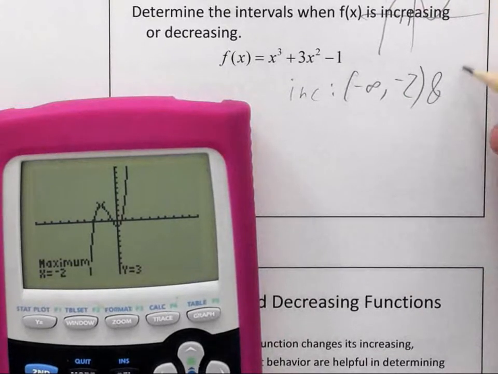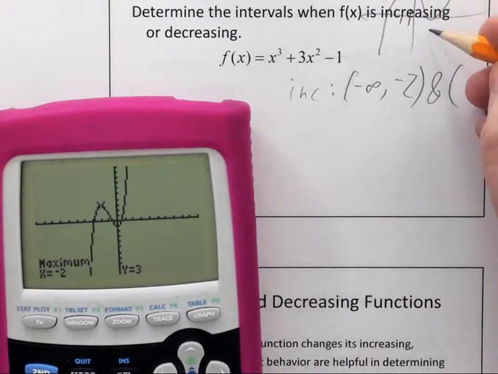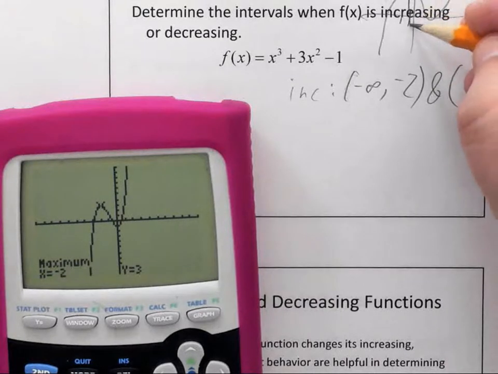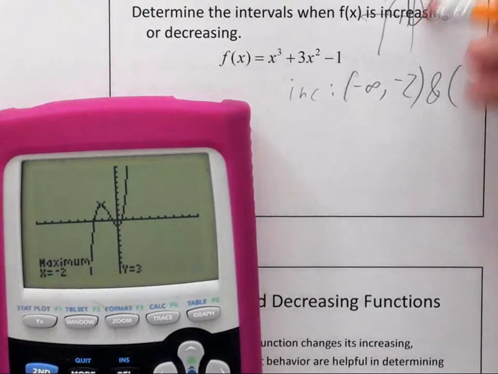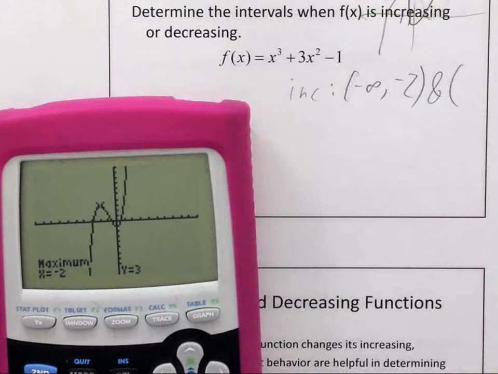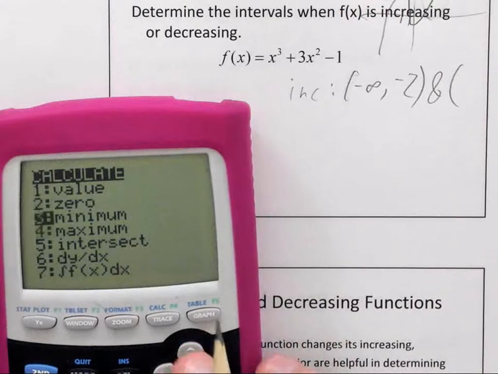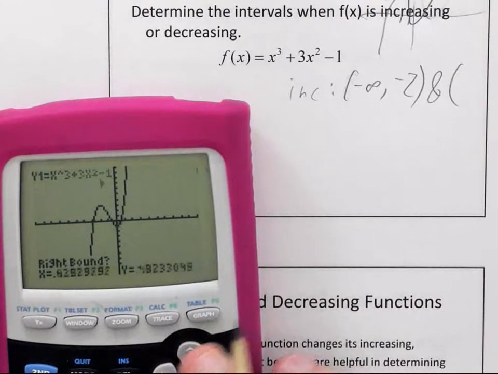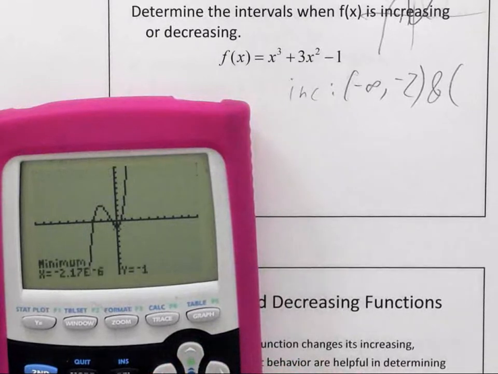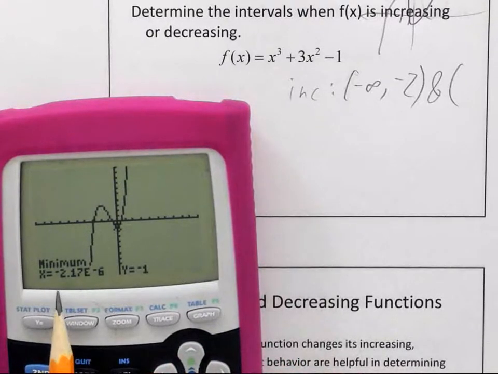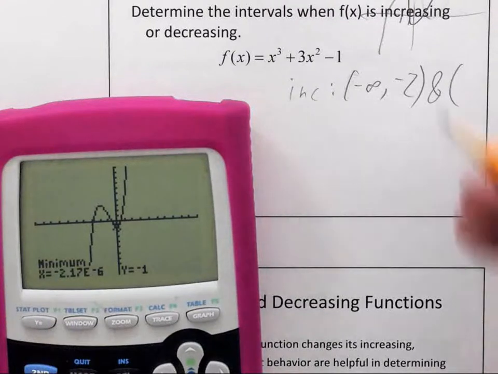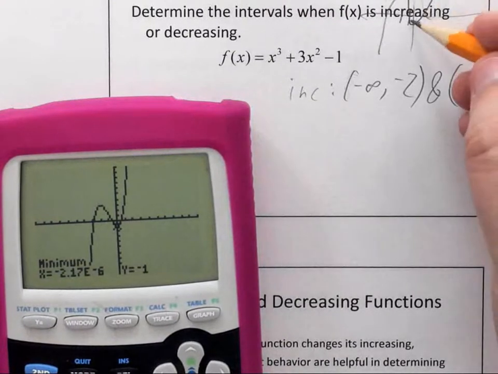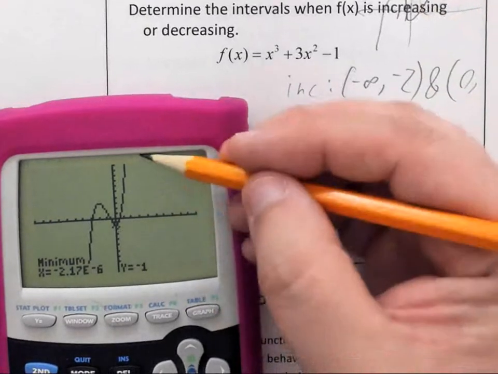And then again, this low point, well, my drawing is kind of poor here, sorry. This low point looks to be about 0. So I'm going to go second calc again, minimum. Left boundary somewhere over here, right boundary somewhere past it, and guess in between. Now, that number, negative 2 times 10 to the negative 6, yeah, that's the same thing as 0. So I'm going to go 0, it's increasing again from the 0 up to infinity.